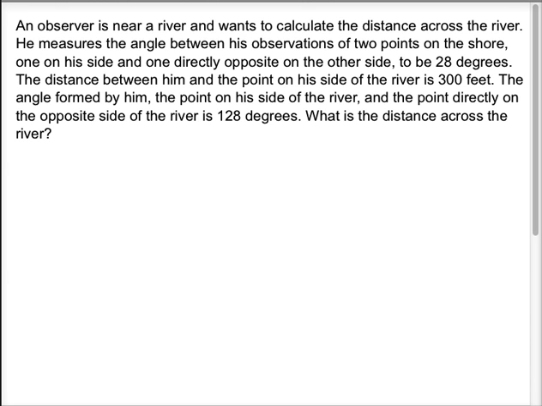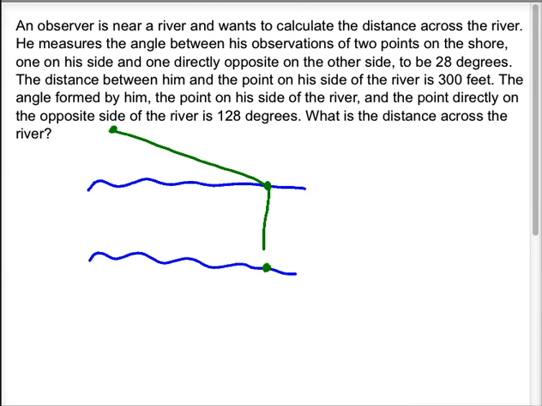So before I keep reading, I'm going to draw the situation. So I have this river here, okay? And I have this guy standing here, and he is making two observations, one on his side of the shore and one directly opposite. All right, so that's what my picture is going to look like. And so far what I'm being told is the angle between those observations, so this angle right here, I'm being told that's 28 degrees.